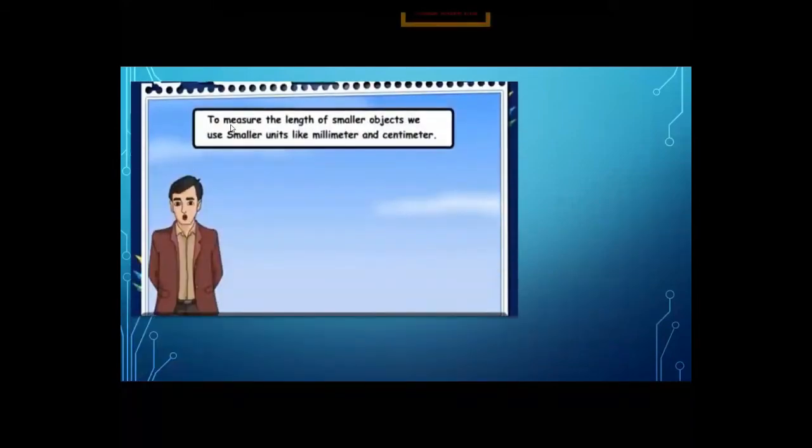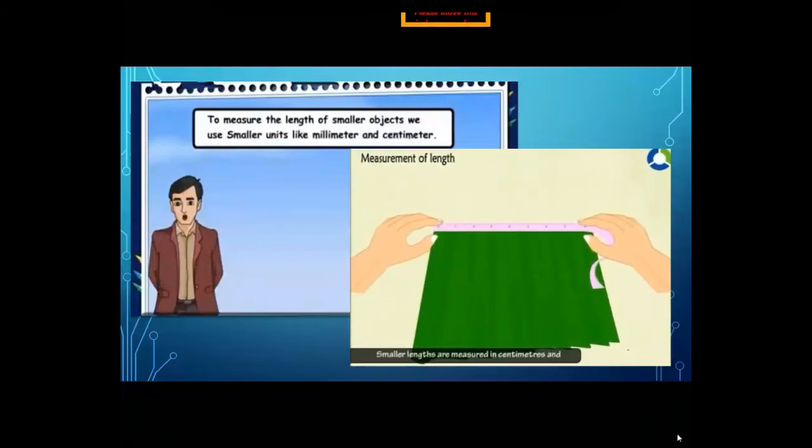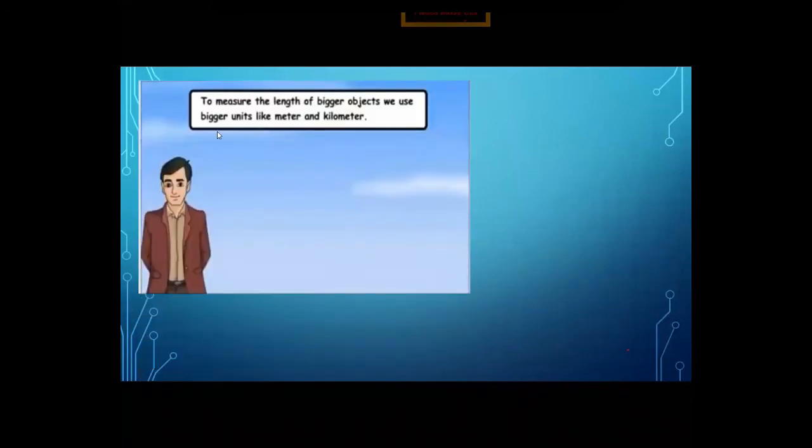Here, you know that to measure the length of smaller objects, we use smaller units like millimeter and centimeter, like this. This is a smaller object, this skirt or this piece of cloth is in smaller length. So, you know that smaller lengths are measured in centimeters and millimeters. To measure the length of bigger objects, we use bigger units like meter and kilometer. For smaller, we use centimeter and millimeter. And to measure the length of bigger objects, we use bigger units like meter and kilometer.